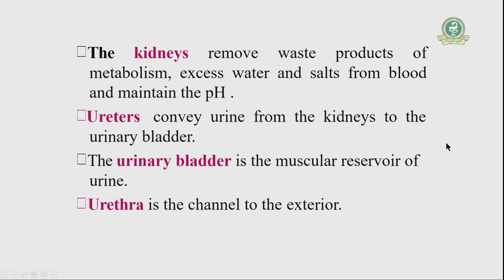The kidneys remove the waste products of metabolism, excess water and salts from blood, and maintain the pH. Ureters convey urine from the kidneys to the urinary bladder. The urinary bladder is a muscular reservoir of urine. Urethra is a channel to the exterior.